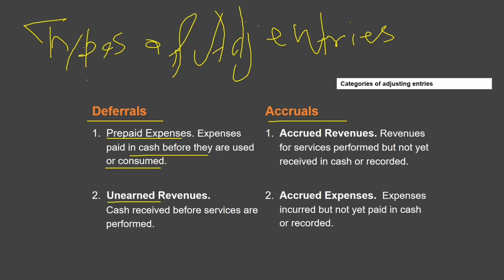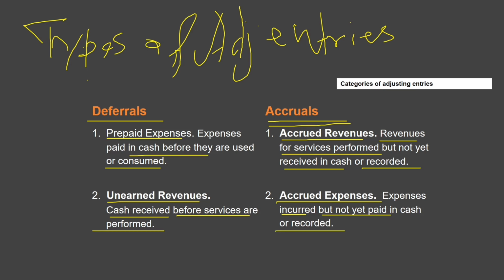And unearned revenue, the cash which is received before the services are performed, is also recorded in deferrals. And accruals: in accrual basis accounting, accrued revenue is revenue for services performed but not yet received in cash or recorded. Accrued expenses are expenses incurred but not yet paid in cash, and they are recorded. So these come under deferrals and accruals.